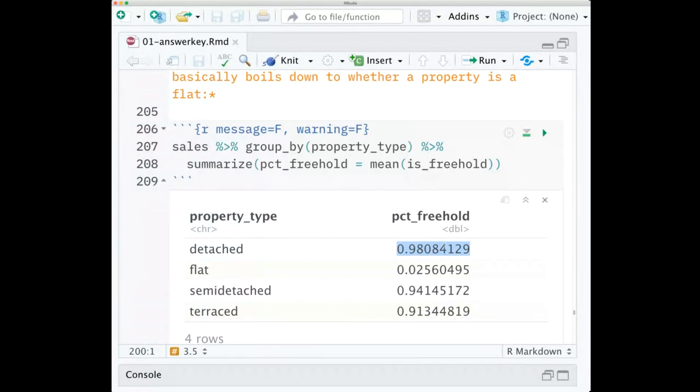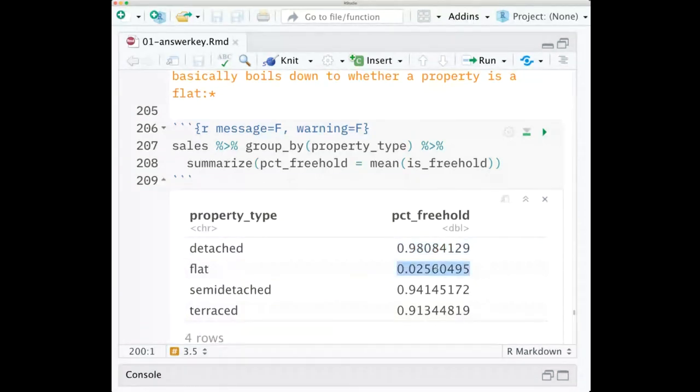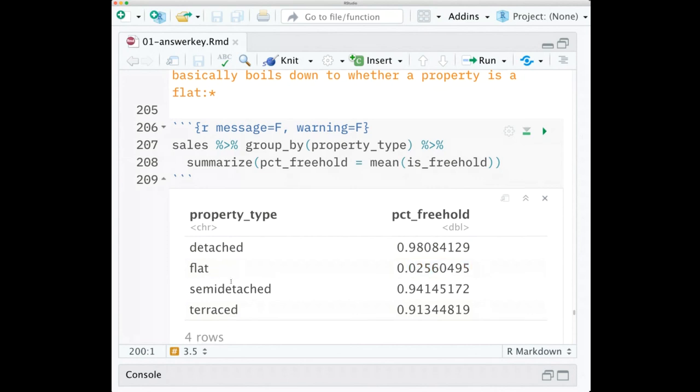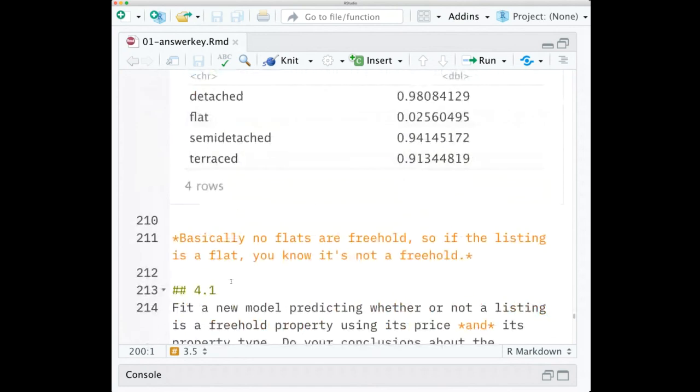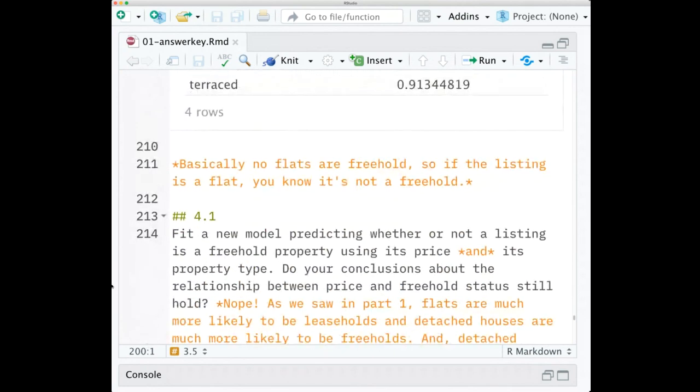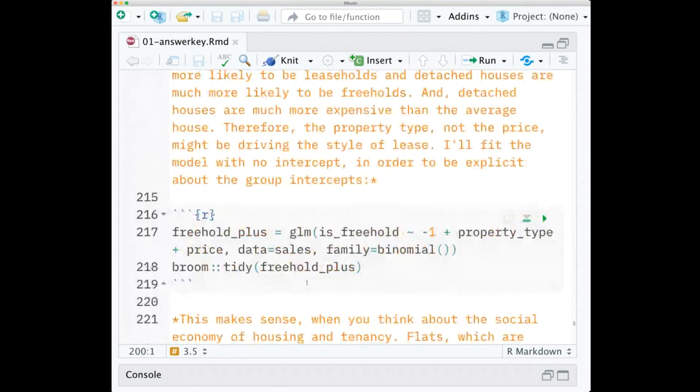So it's really not about price. Both expensive and inexpensive houses still are freeholds, whereas flats, no matter how expensive they are, are unlikely to be freeholds. So there's a confounding variable here, which is the property type. If we include that in our model, our conclusions change.